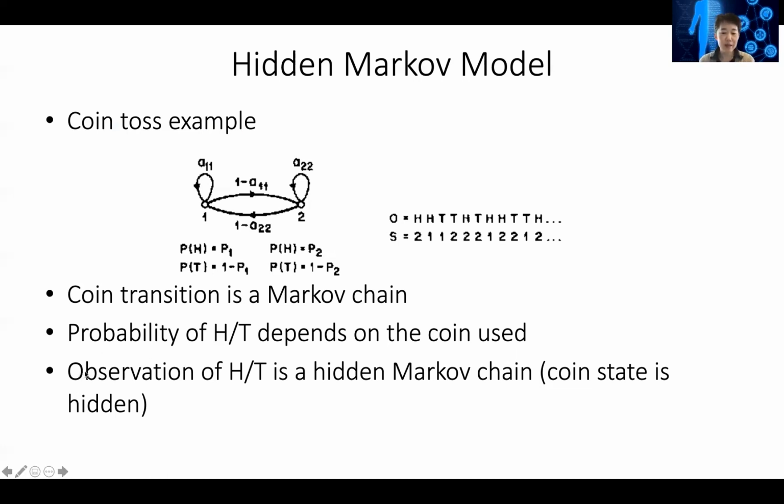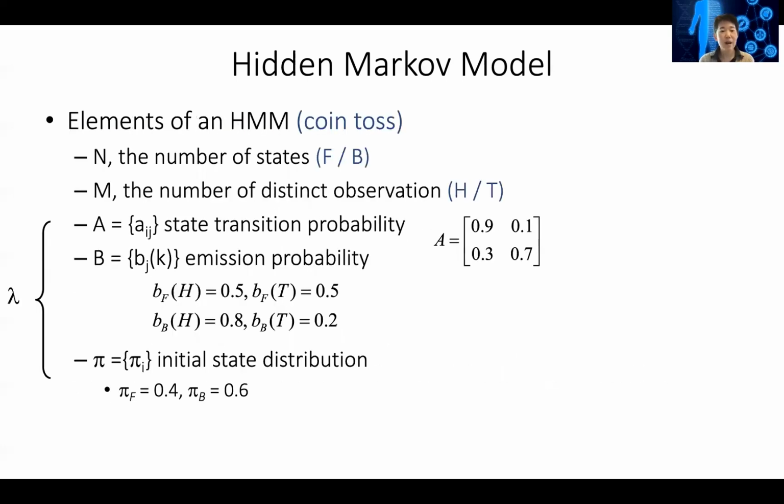And so let's imagine the situation where the states, the coin you are using, is not known. It's as if the coin used is under the table, you don't know. And after the coin flip, you are only told that, yes, this coin flip is a head or a tail. This is called a hidden Markov chain because the coin state is hidden from the observation. You only observe a string of heads and tails. And so in the hidden Markov model, there are the following elements.